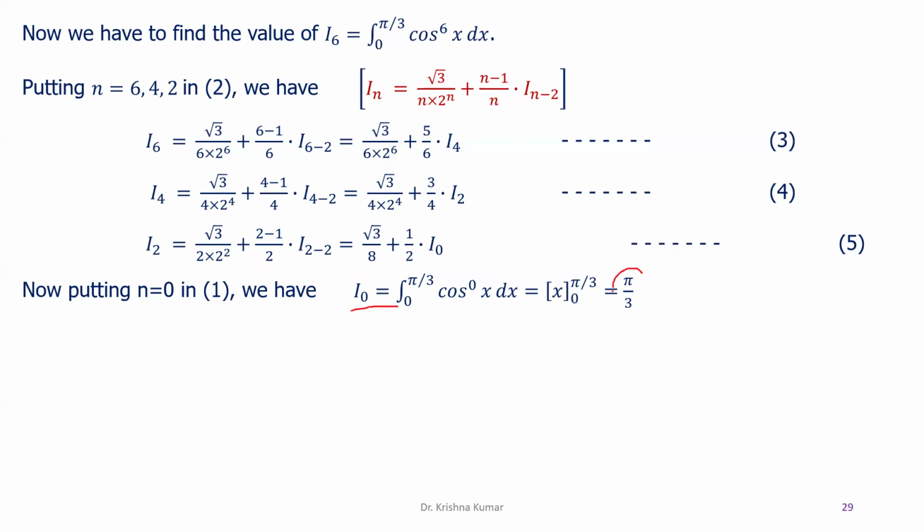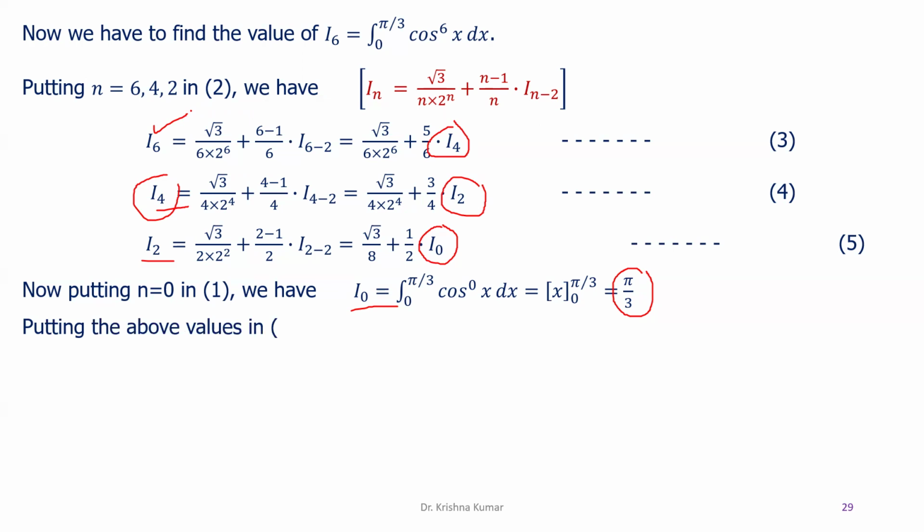Now we have to put the value of I0 in equation number 5, and then we get I2. The value of I2 is substituted into equation number 4, we get I4, and the value of I4 if we substitute in equation number 3, we are able to say what is the value of I6. So let us do the reverse engineering over here.